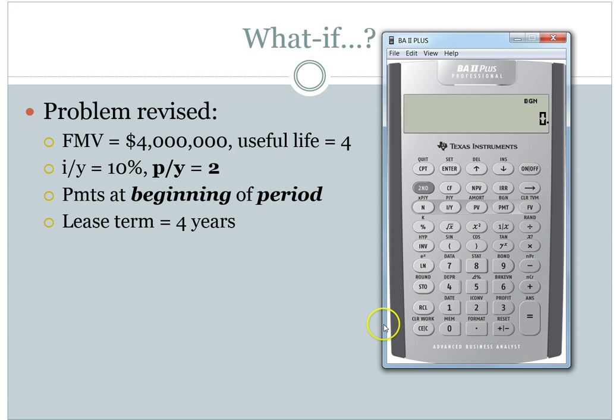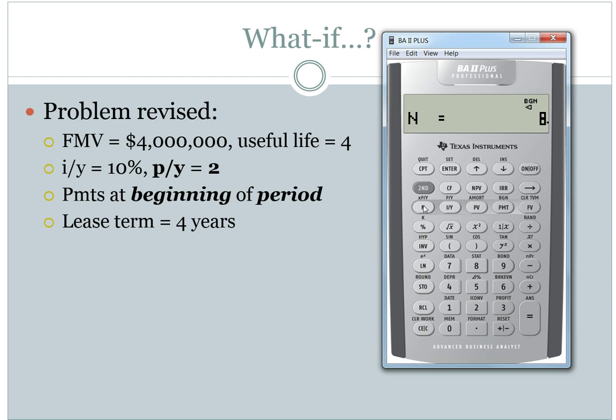Okay, so I'm going to go through this again, clear out the time value of money. Payments per year now are 2, so I have to make sure I get that set up correctly. Beginning of the period, I've already got that set up. So now once again, my fair market value, or the present value of the assets I'm receiving, is $4 million. Interest rate per year is 10%. And my number of periods is 8.